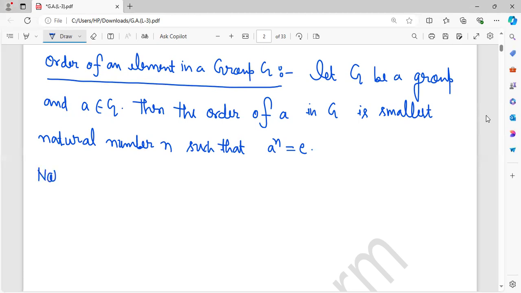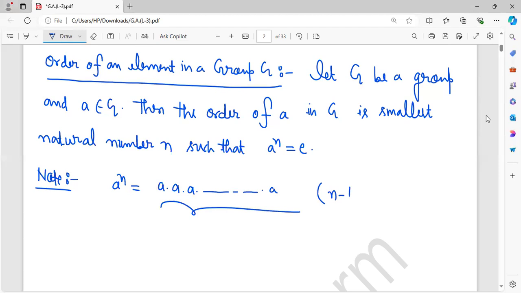Note that a to the power n means a times a up to n. We are operating a n times. So dot is the operation in the group.